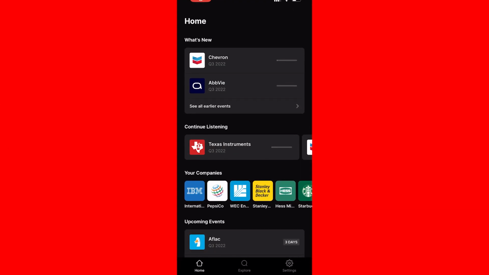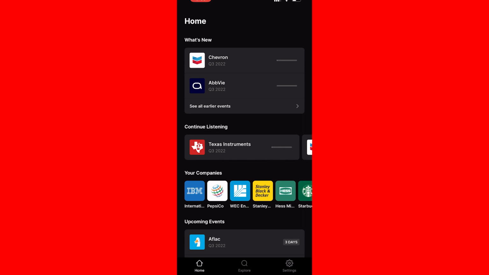So now, last but not least, is a free app that I use. It's called QUARTR, QUARTR, without the E. And it basically, you can load your companies in here that you're interested in, whether you're a share owner or whether they're on your watch list.